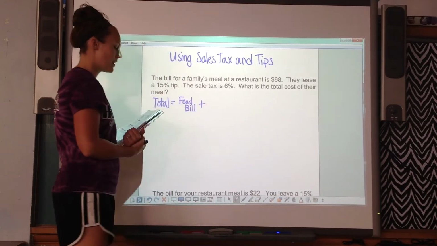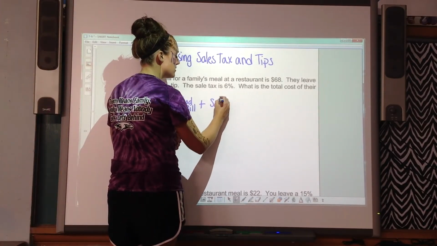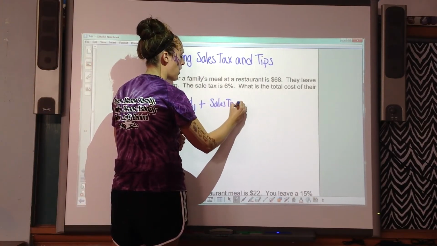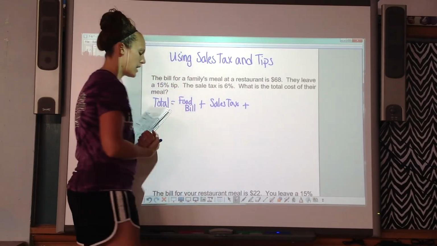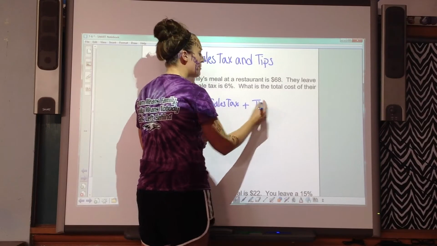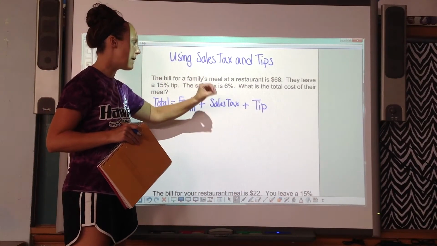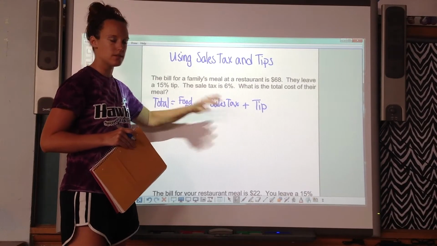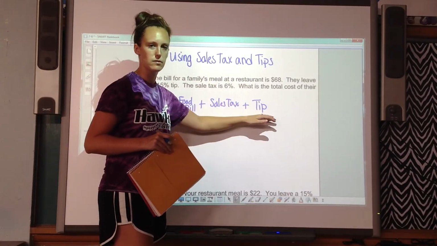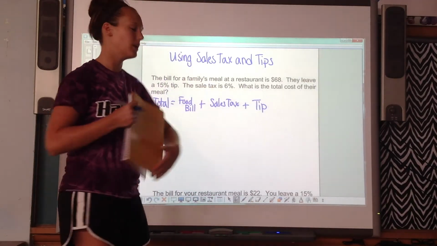You're going to add, and it doesn't matter which order this goes in, your sales tax. And you're going to have to add your tip. Now the problem here is they don't go out and tell you exactly the amount of money that the sales tax is, or the amount of money you're leaving for a tip. They only give a percentage, so you're going to have to do percent of a number.